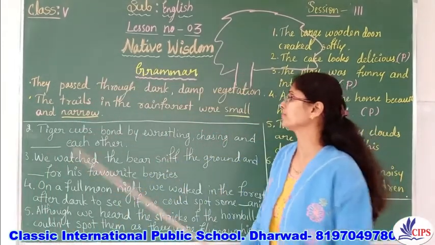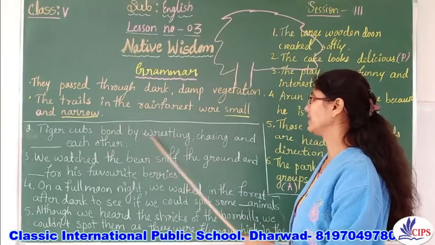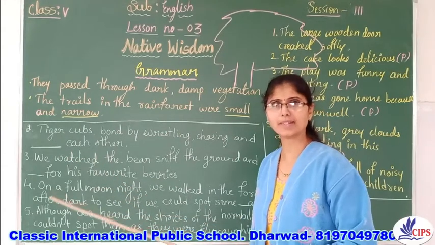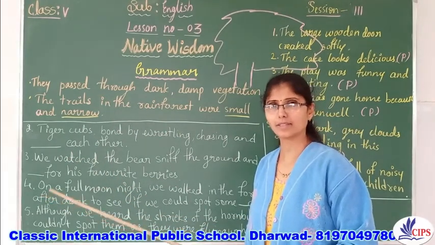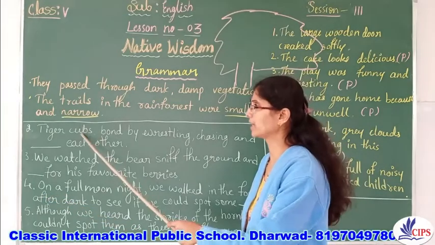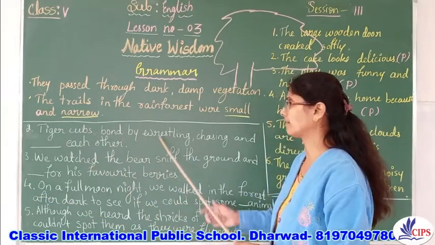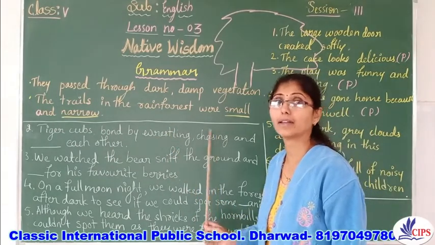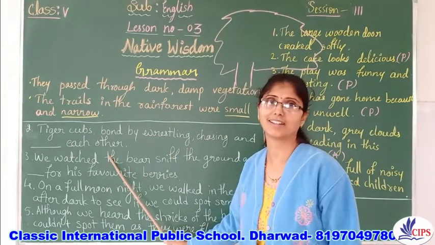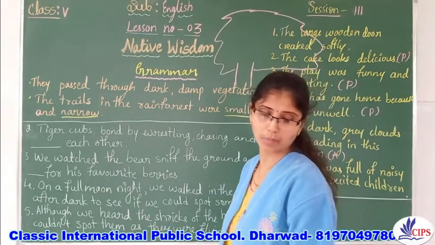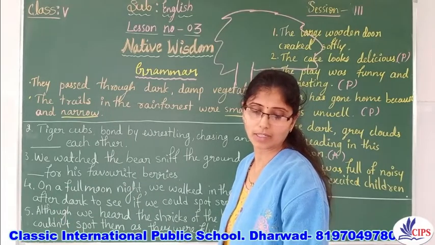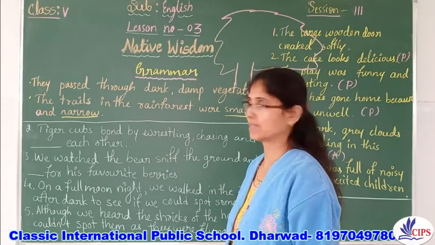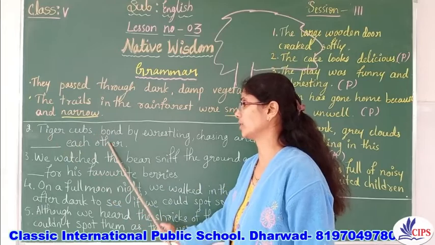What have they given here? Tiger cubs bond by wrestling, chasing and grooming each other. Cubs means the baby tiger, or baby lion. Yeah, baby tiger. Tiger cubs bond by wrestling. They usually wrestle, then chase, and another one, groom each other. What have they given about groom? When animals clean itself or others using its mouth or limbs, that is groom. So groom each other is the right word here.